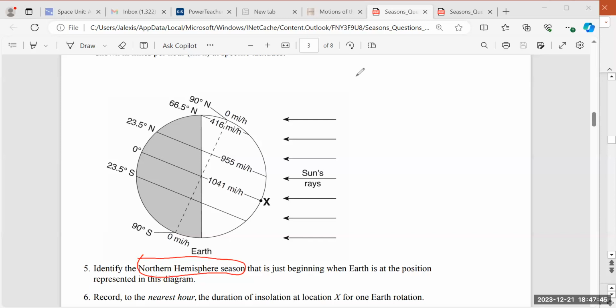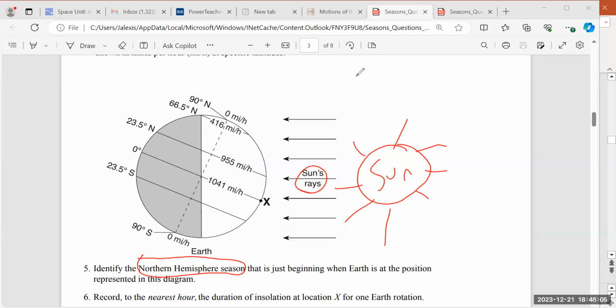So I know that my sun is definitely on the right, because the sun rays are coming from the, what, everybody? Right. So that means my sun is right here. Beautiful sun.